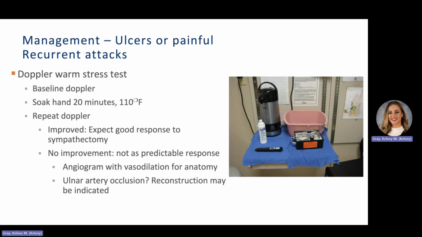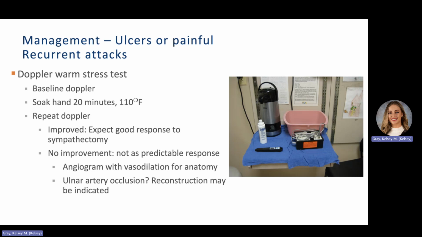Management of ulcers or painful recurrent attacks. You want to first put the patient through a Doppler warm stress test. This is completed via a baseline Doppler, followed by soaking the patient's hand for 20 minutes in a bath set at 110 degrees Fahrenheit, then a repeated Doppler exam. If the exam shows improvement, you can expect a good response to sympathectomy. If there is no improvement, the response to sympathectomy is not as predictable, however, it is still indicated.